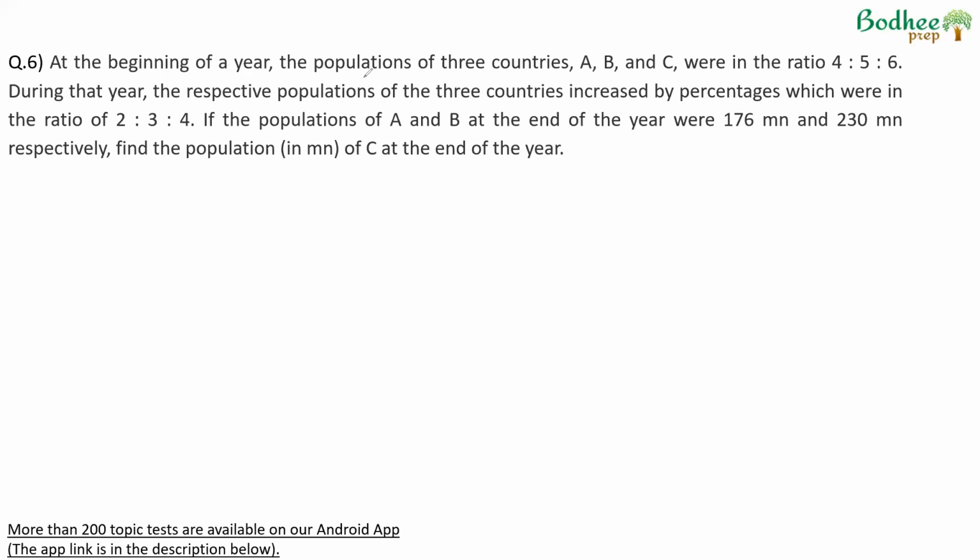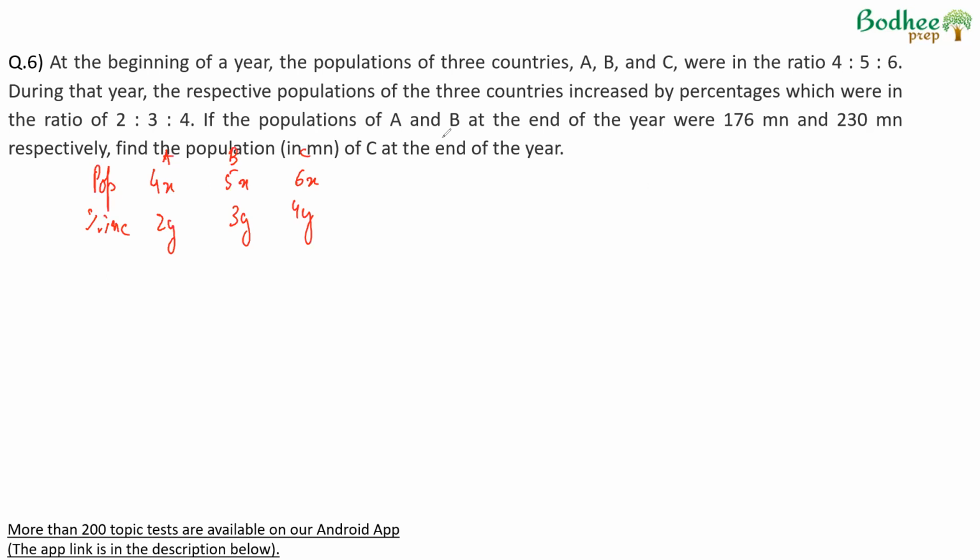At the beginning of the year, the populations of three countries A, B, C were in the ratio 4, 5, 6. During that year, the respective populations of the three countries increased by percentages which were in the ratio 2, 3, 4. So let the populations be 4x, 5x, and 6x. These are the populations of the three countries A, B, C. And the percentage increase be 2y, 3y, and 4y, respectively.